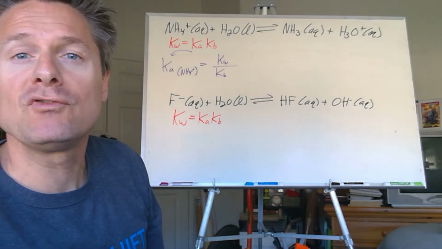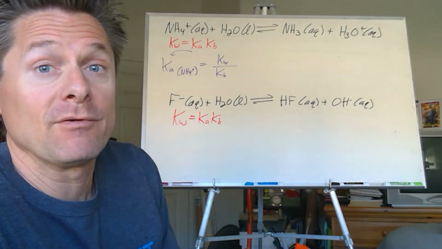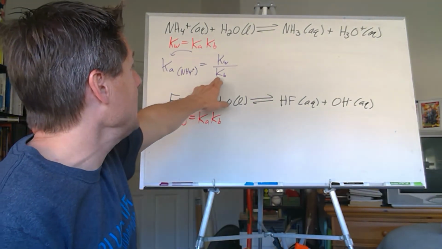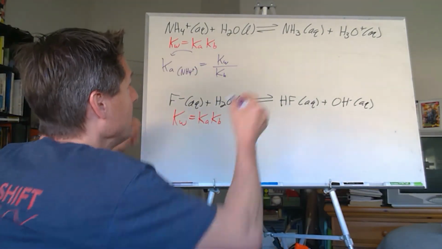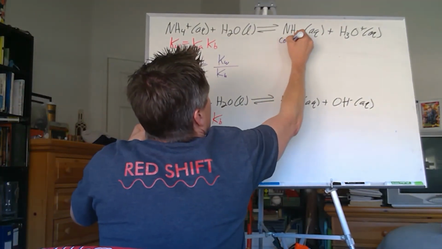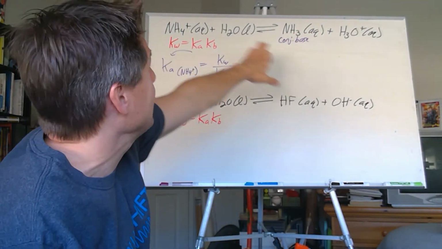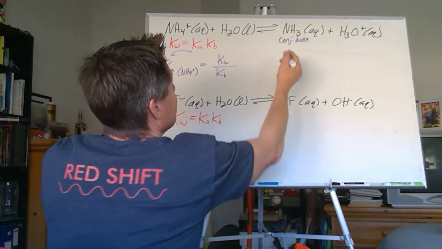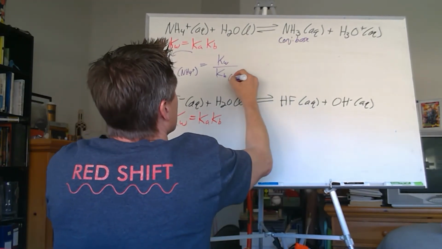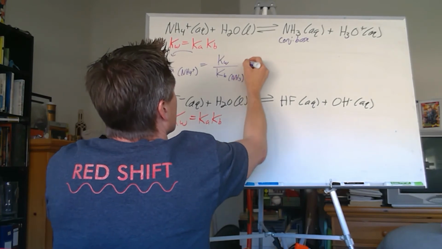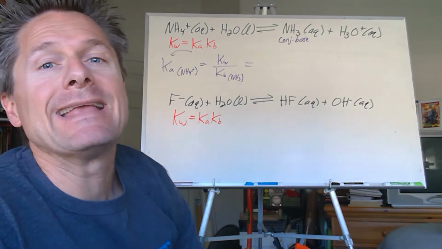Now, this is where most students screw up. They use the wrong value of Kb for some particular reason. You want to use the Kb value of its conjugate base. So the conjugate base of the ammonium ion is ammonia. That's the Kb value that you put in there, right? So it's the Kb value of the conjugate base that it forms.